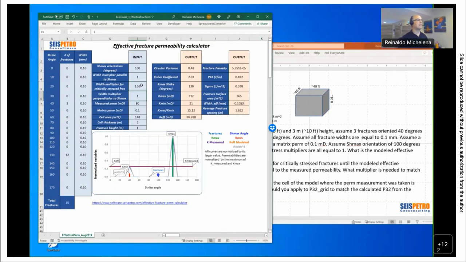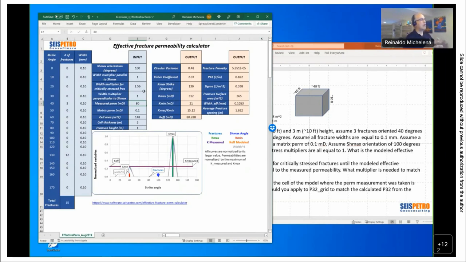You can keep refining, but then what you see here is that this is what you measure. The measured permeability is 80 millidarcies, and this is what your model is, 80.3 millidarcies. Okay, so you did that by basically changing the aperture of the critical stress fractures, increasing that a little bit more with respect to the other fractures.